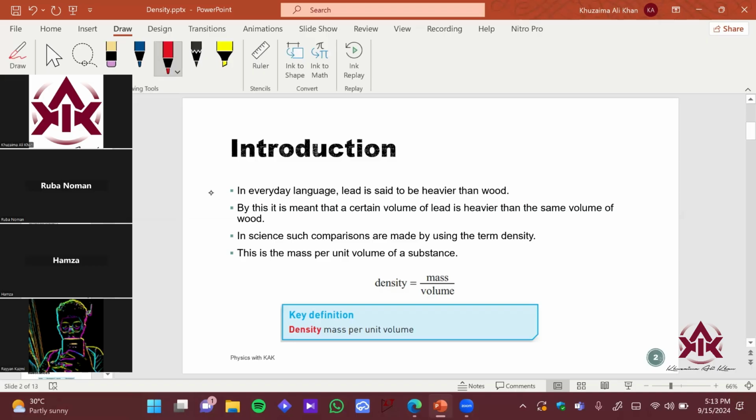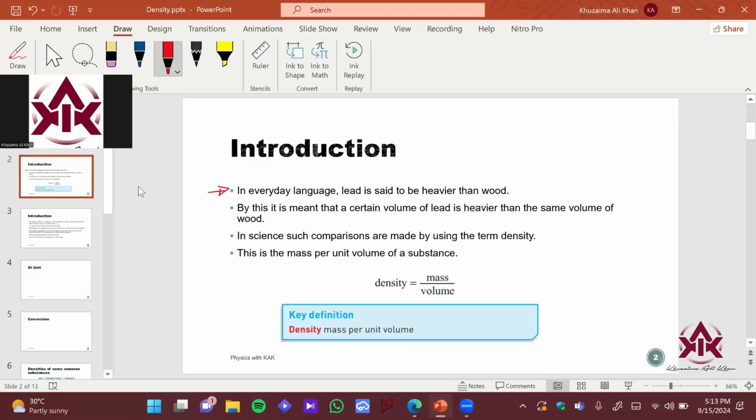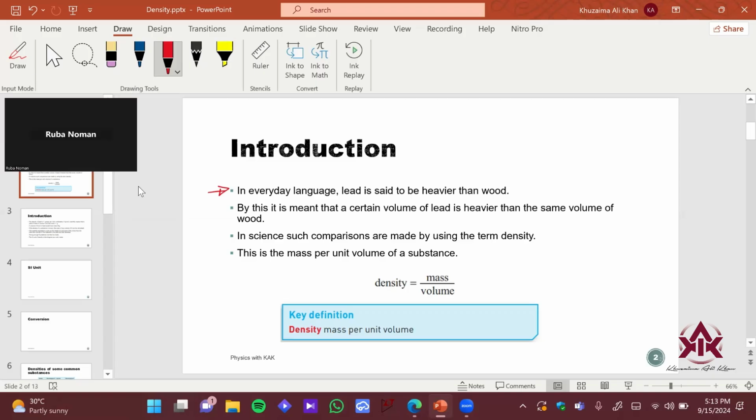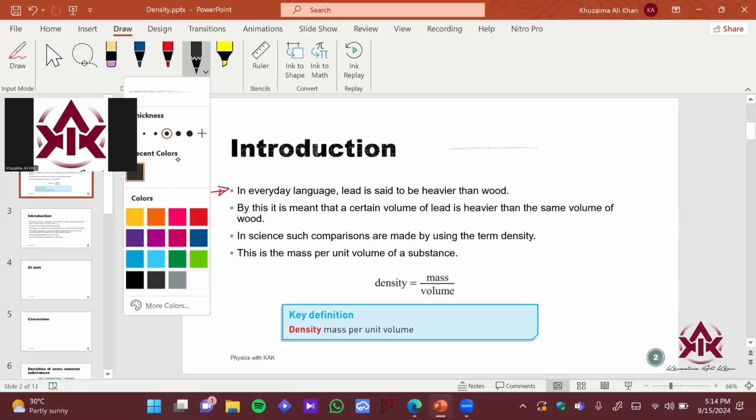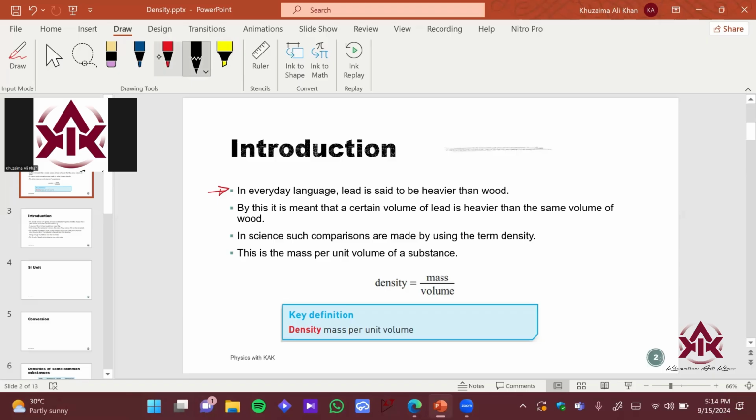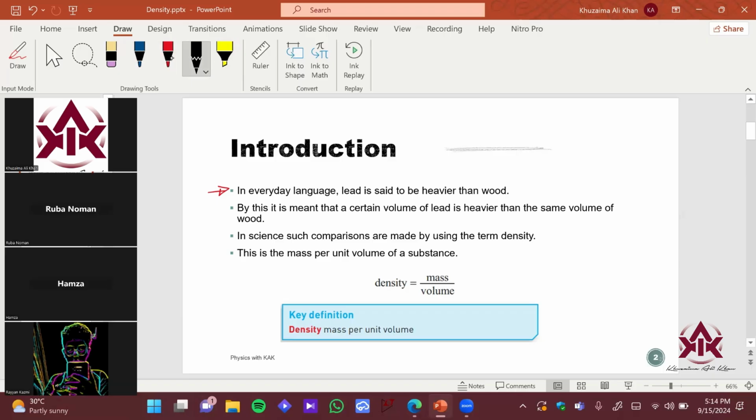So in everyday language, let's imagine lead. What is lead? Anyone? Where do you find the term lead? Lead is basically found in a pencil. If you recall, the central black part of the pencil is made up of lead, which helps you write with a dark pencil. Lead is one of the elements in the periodic table. It is said that lead is heavier than wood.